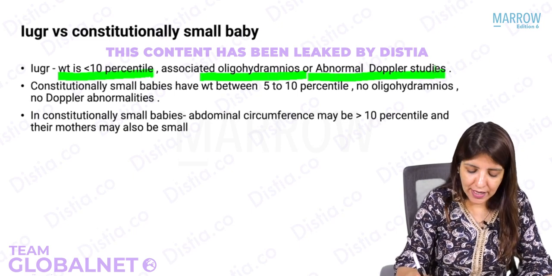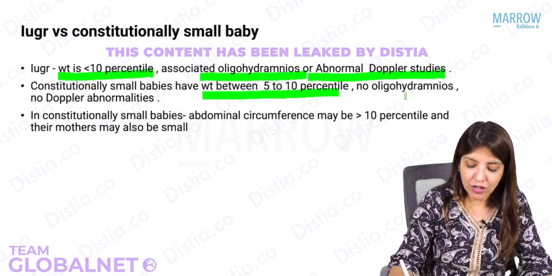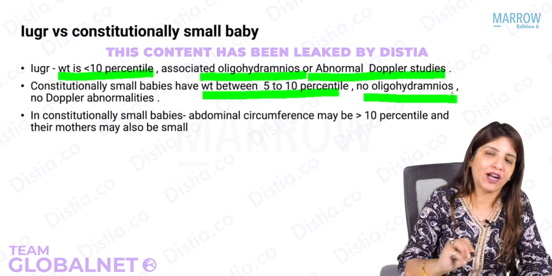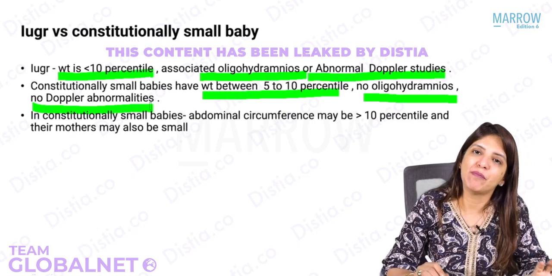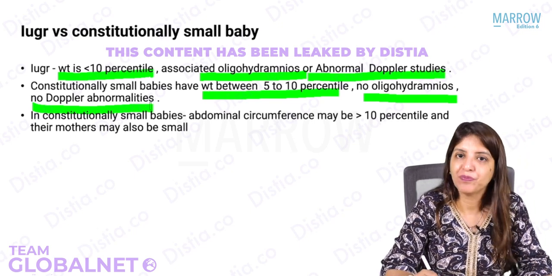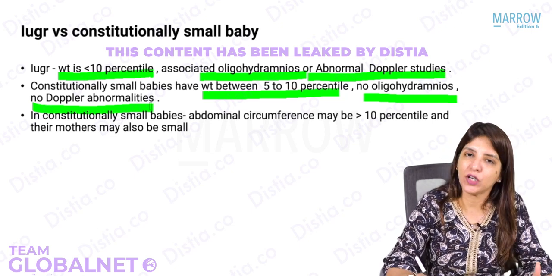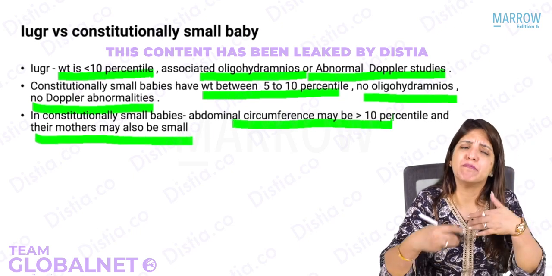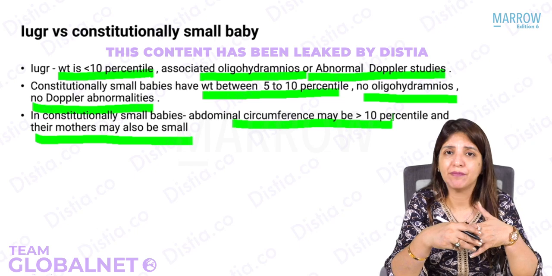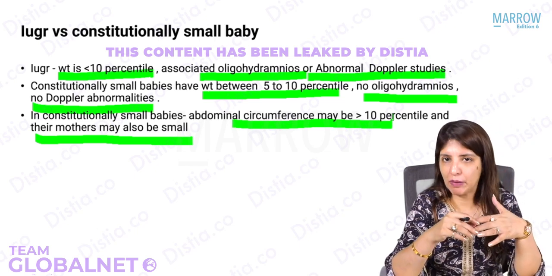Suppose you are getting an estimated fetal weight between 5th and 10th percentile, there is no oligohydramnios, there are no Doppler abnormalities, and even the mother appears small to you. You are seeing the patient in front of you, the mother is appearing small, and when you measure the abdominal circumference, it may be more than the 10th percentile, right? Then you come to a conclusion of constitutionally small baby.